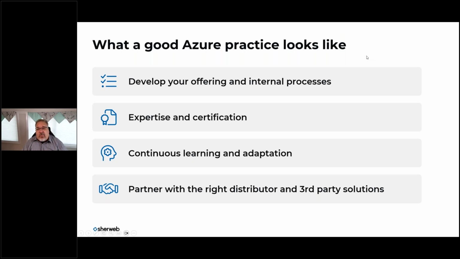So what does a good Azure practice look like? First off, develop your offerings and internal processes, right? Having your team start to talk with your customers about Microsoft Azure is a great way to get started. Once you get one win under your belt, and if you share that with the rest of the team, suspecting that you have more than 1 or 2 salespeople, it starts to build excitement, right? And building excitement, people like to be part of that process, so they'll start reaching out to their customers and build that excitement.